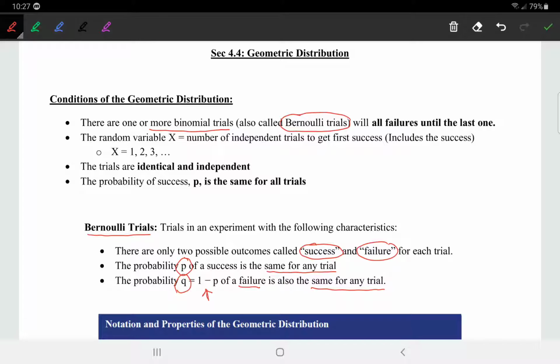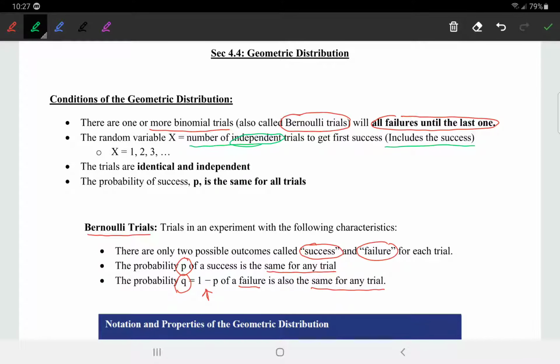So what will make the geometric distribution is that we'll have one or more of these binomial or Bernoulli trials, and there will be all failures until the last one. The random variable x will be defined as the number of independent trials to get the first success, and it will include that success. So x can take on values 1, 2, 3, up to infinity.